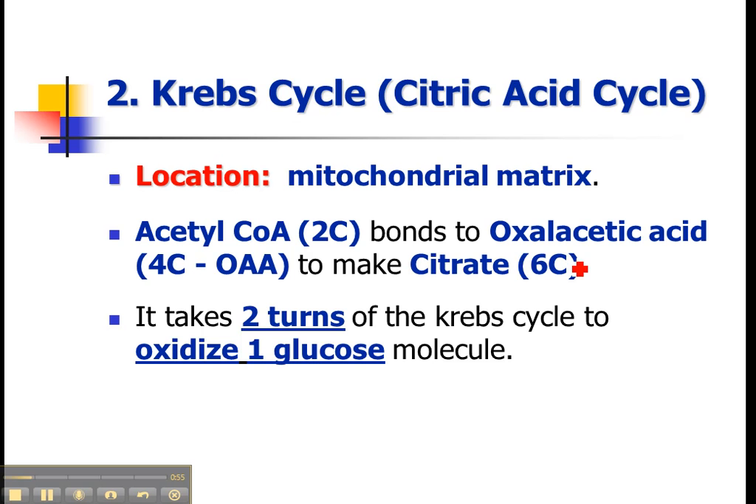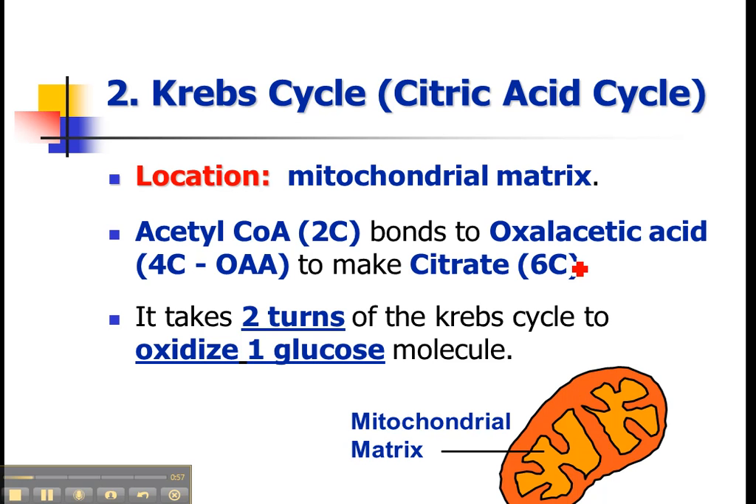So where is this happening? The mitochondrial matrix. We've talked about this several times. So kind of the cytoplasm-y stuff in the Krebs cycle, in the mitochondria.